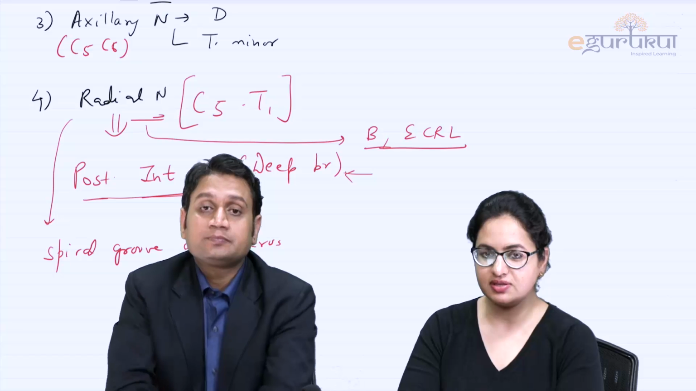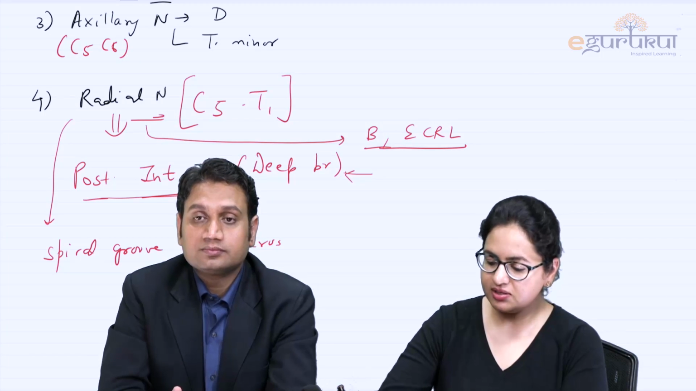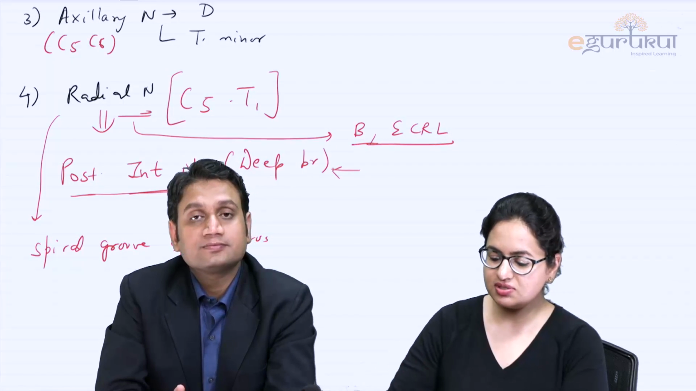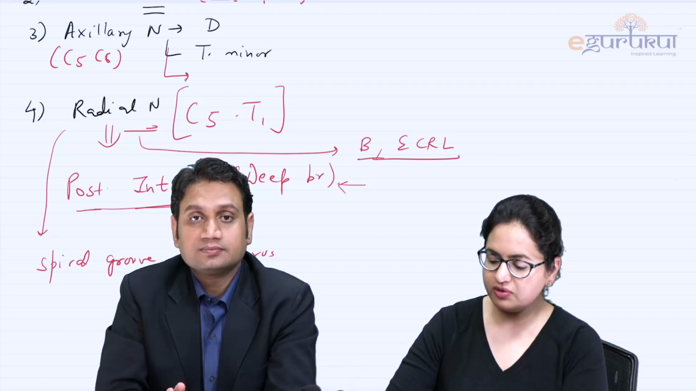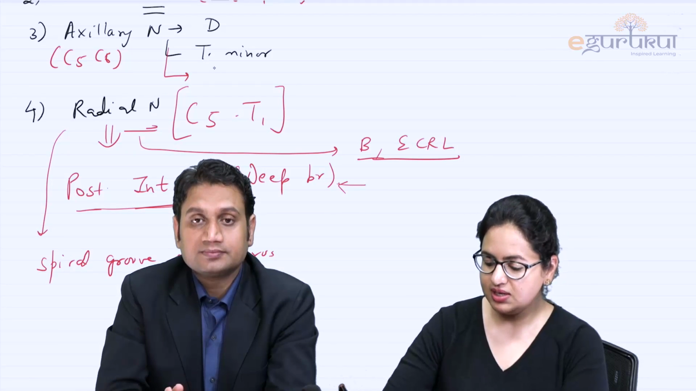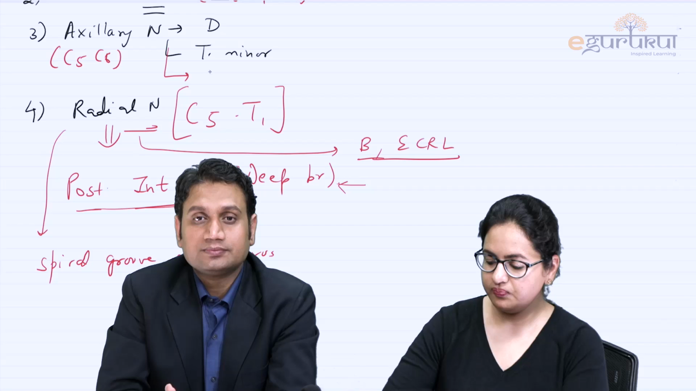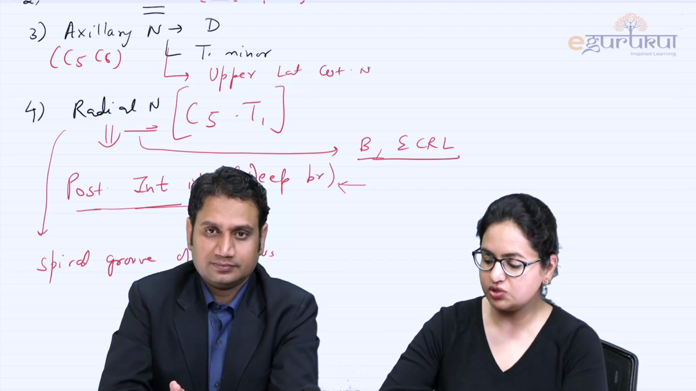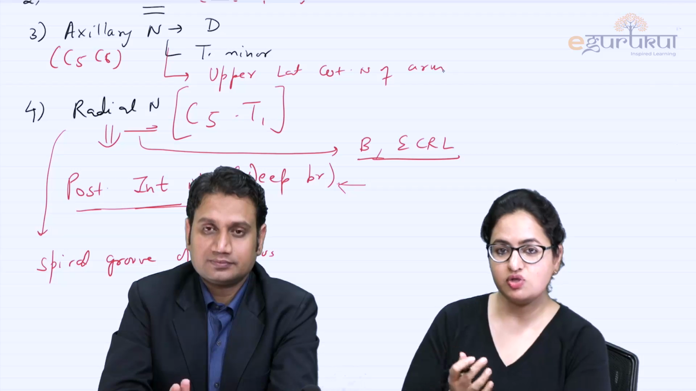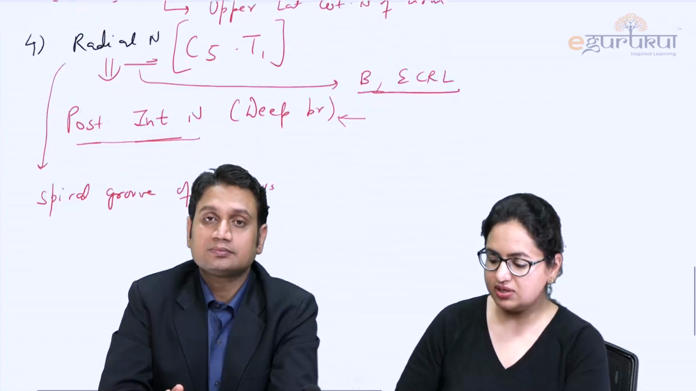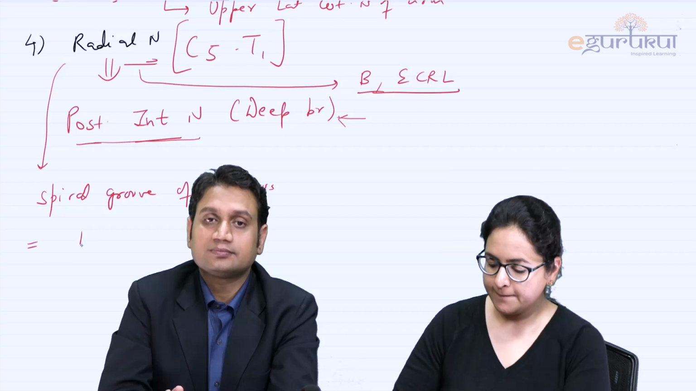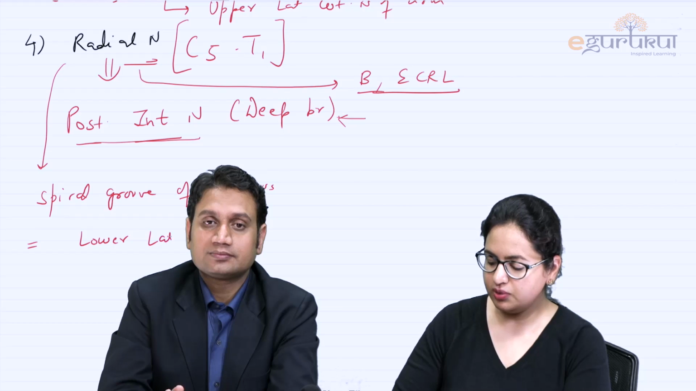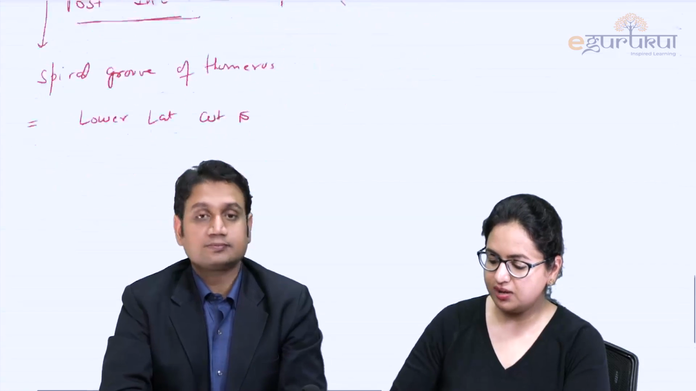In this, as we just discussed, the regimental badge, I would like to add the cutaneous nerve which is arising from the axillary nerve. So we should be aware of these cutaneous nerves. The axillary nerve gives the upper lateral cutaneous nerve of the arm. And the lower lateral cutaneous nerve of arm is actually a branch of the radial nerve.